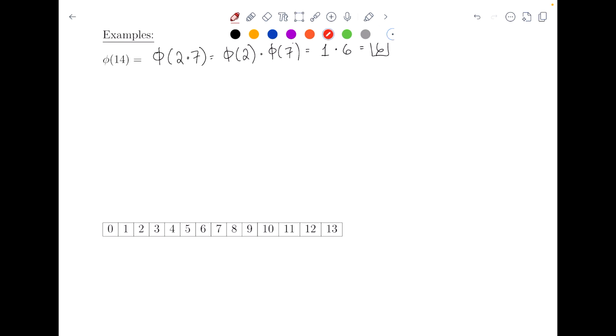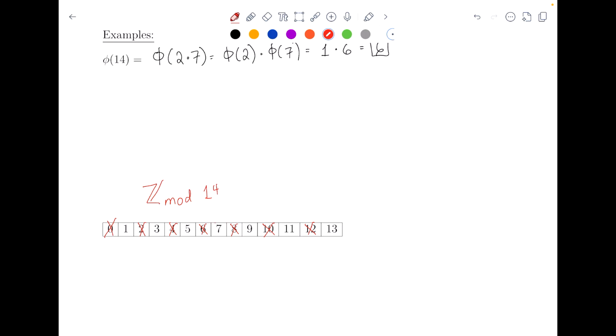And let's go through my normal system for doing this, where I write down all of the numbers that I have mod 14, which is 0 through 13. And then I think about what numbers I'm going to kick out. Well, I always kick out 0, and I'm going to kick out all the even numbers, which is 2, 4, 6, 8, 10, and 12. And so I am left with some other numbers.